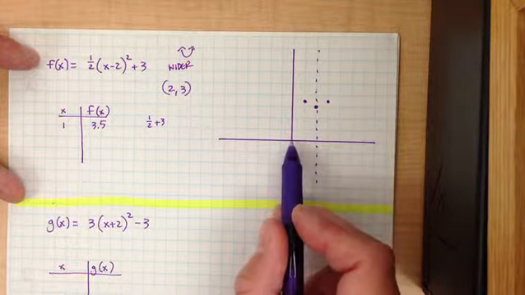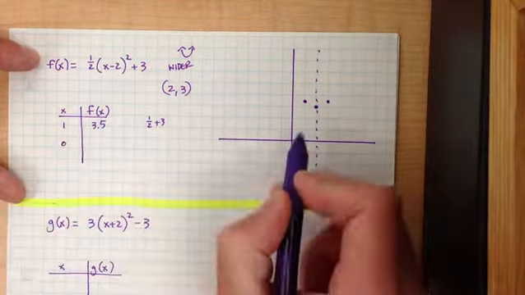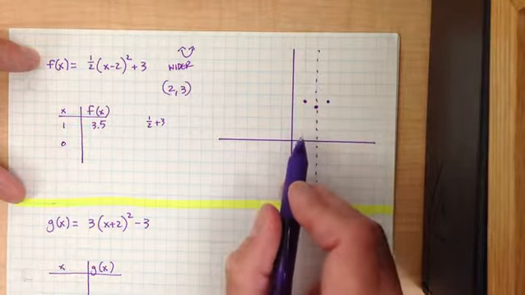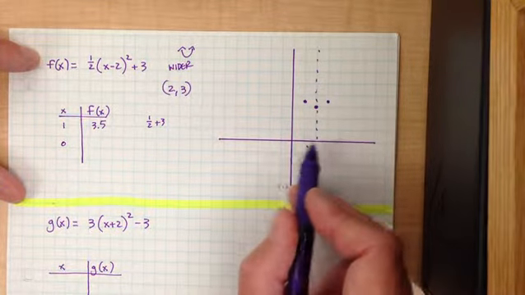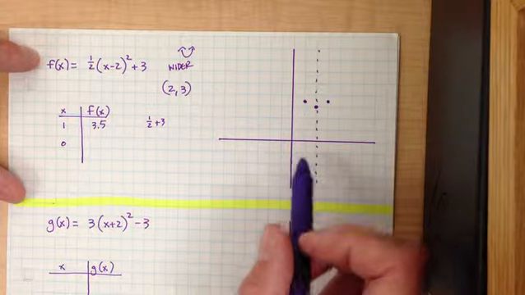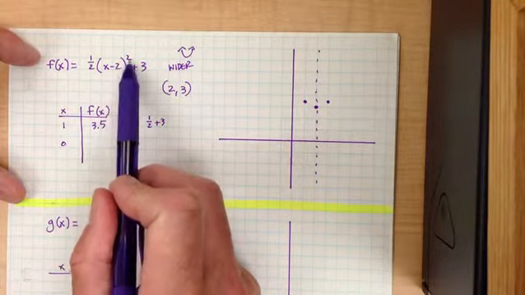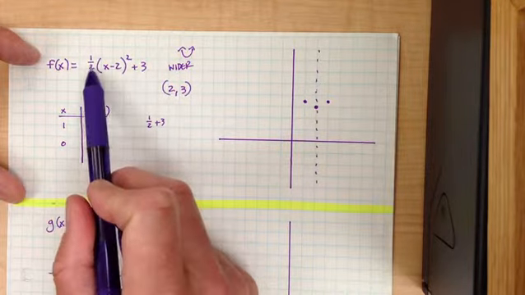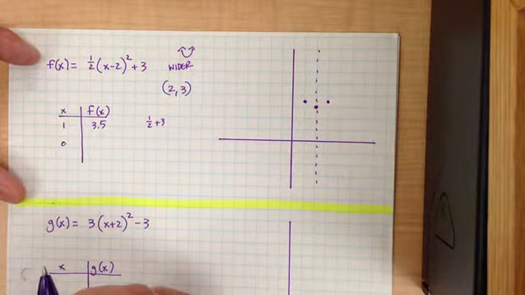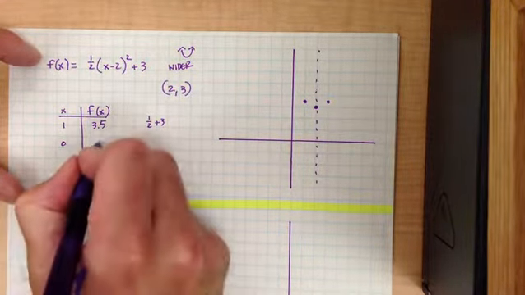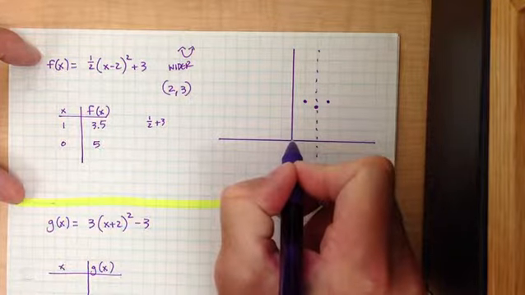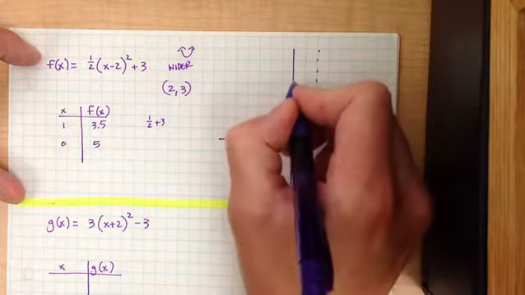Then the next logical point would be 0, so I plug in a value of 0 to see how this graph shapes up. I could also choose 4, but 0 is a little bit easier to work with. So if I plug in 0, let's see what happens. 0 minus 2, -2. -2 squared is 4. 1/2 of 4 would be 2. 2 plus 3 gives me 5. 0, 1, 2, 3, 4, and 5.